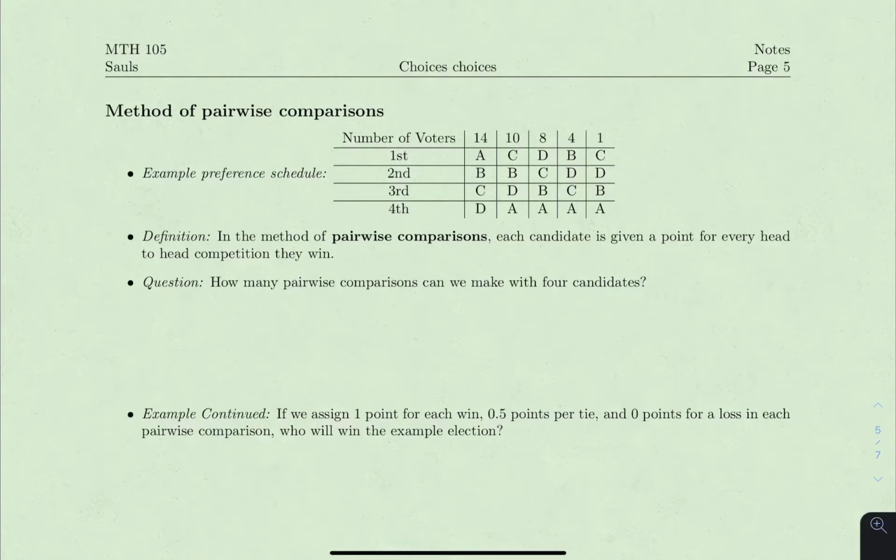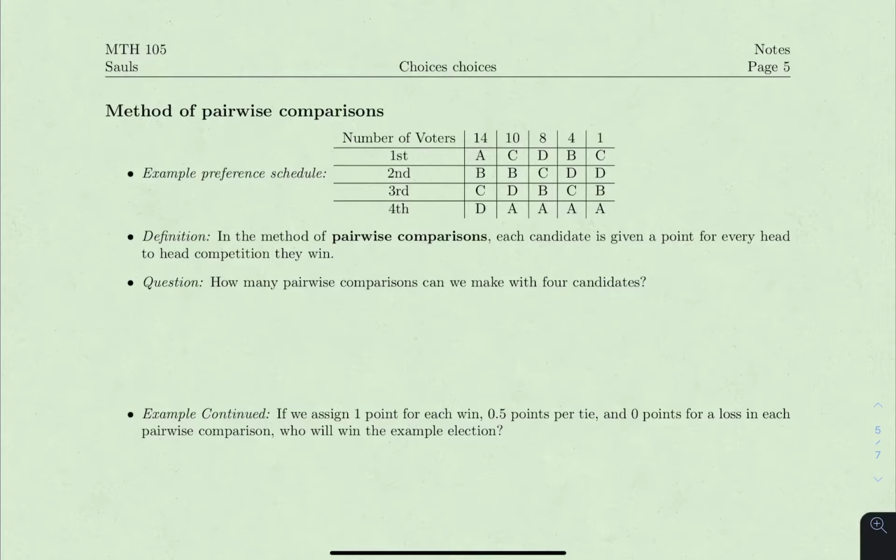Welcome. This is the 5th video regarding the mathematics of elections, and in this video we're going to talk about our last voting method, which is the method of pairwise comparisons. So we're going to use our same example where people filled out a ranked preference ballot, and we're going to just see one more method of counting up the votes and determining a winner.